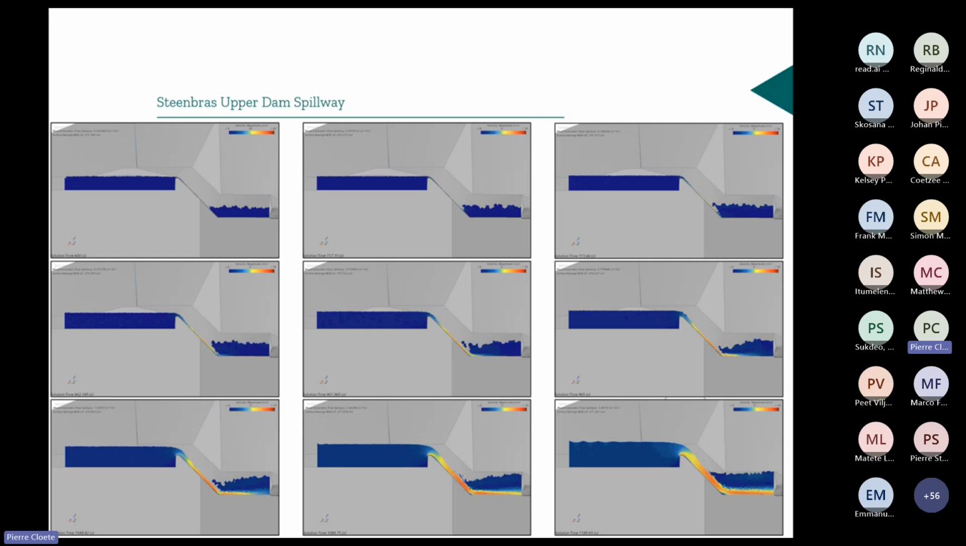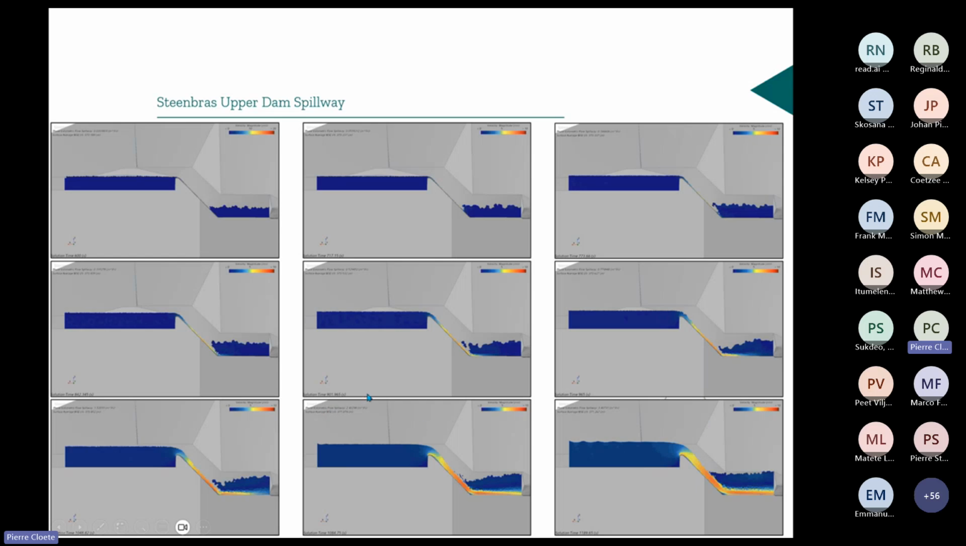As we were determining a stage discharge relationship, we obviously needed to run it for multiple upstream depths, and then record the resulting flow rates. So for the upper dam, we did 9 runs, in which we gradually ramped up the inlet depth, as you can see in the images from left to right, and then from top to bottom, eventually ending up at what you see at the bottom right, where we've got full flow conditions.